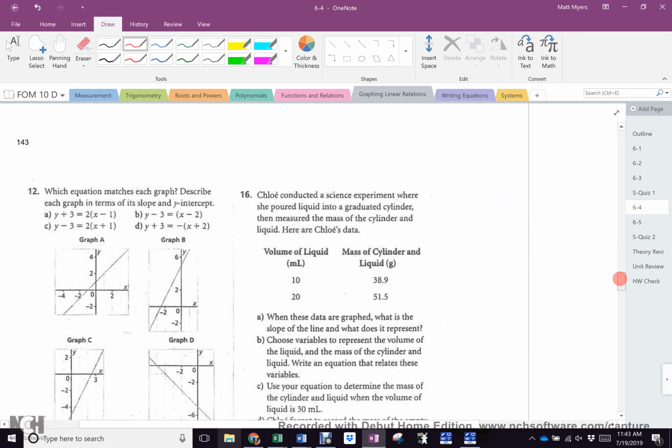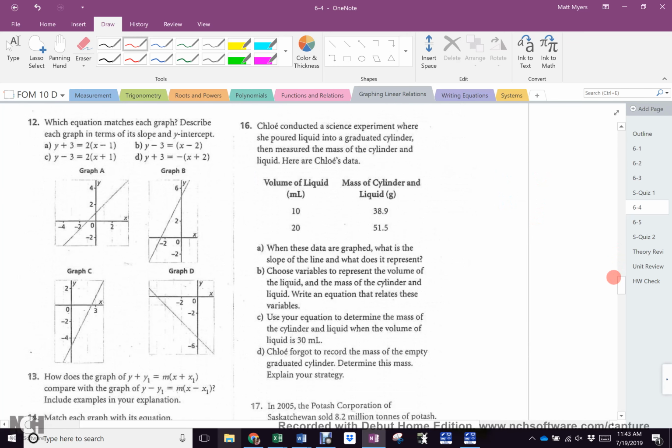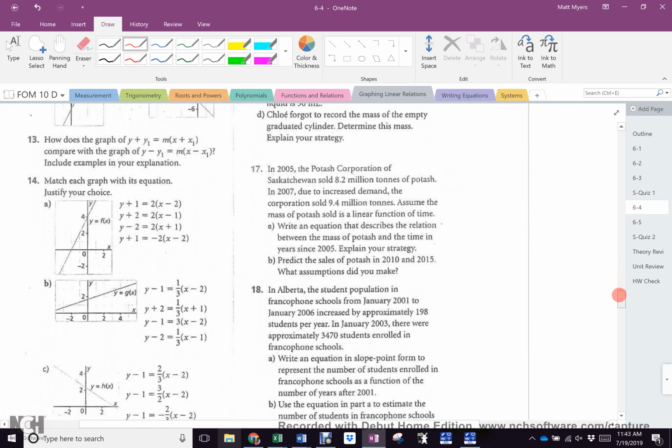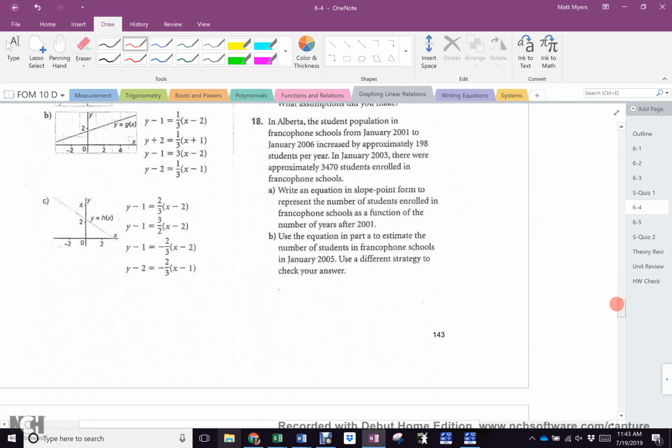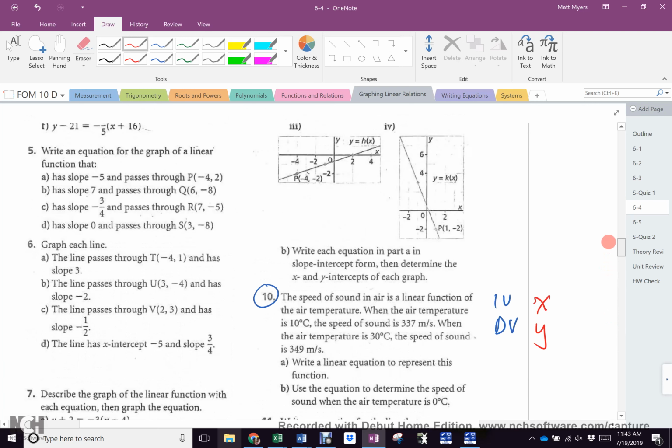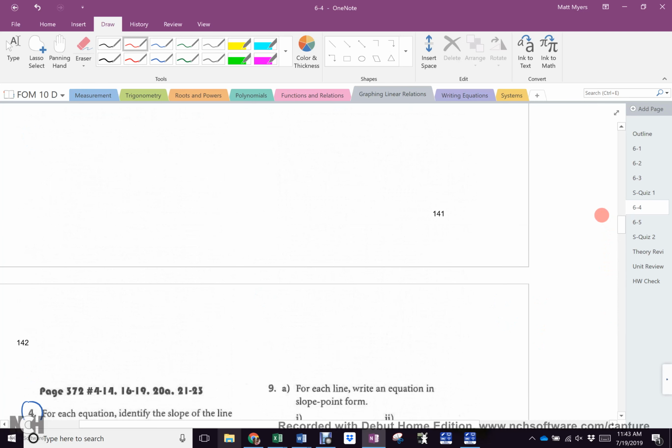Look at number 16. No X and Y, but there's IV and DV, right? Number 17. No X and Y, but IV and DV. Number 18, no X and Y, but IV and DV. This is what I was talking with Harvey about earlier. Given enough bananas, I can teach a monkey to do point slope form, right? Because it's X and Y. That's not the real world, though.